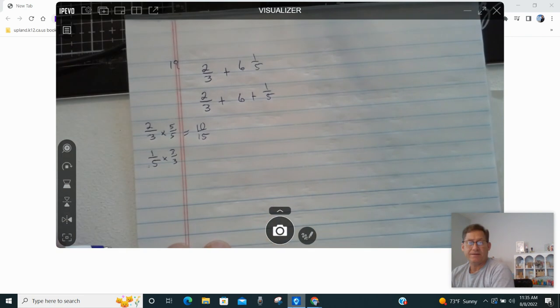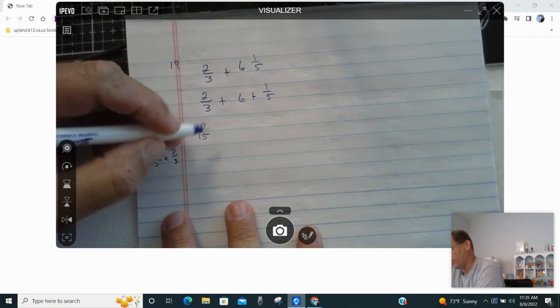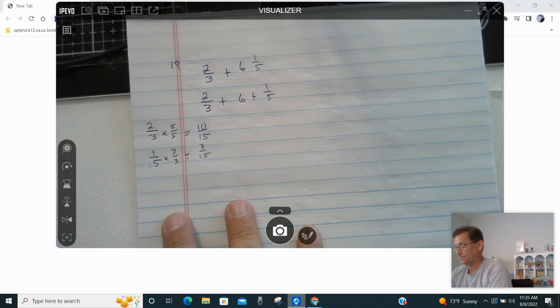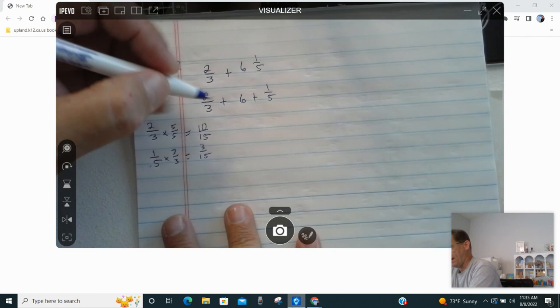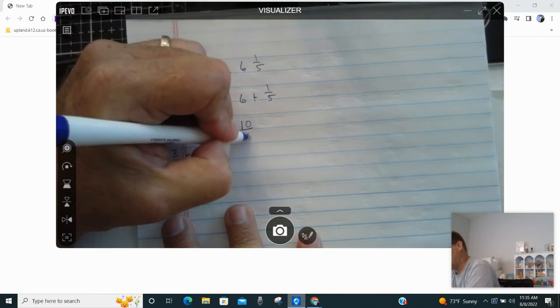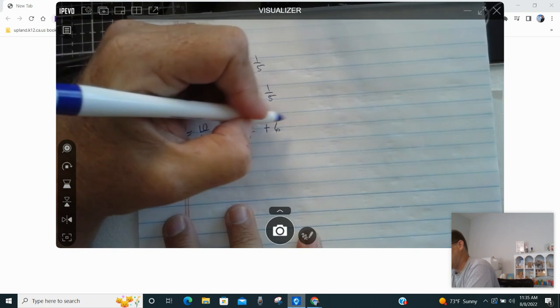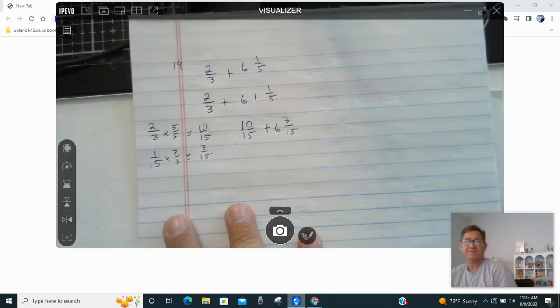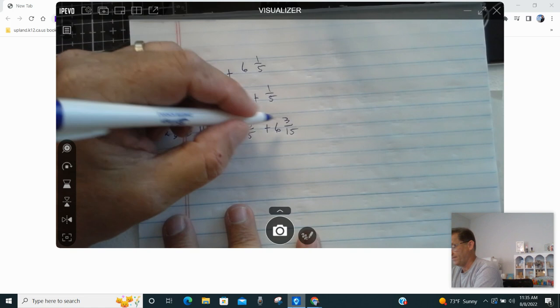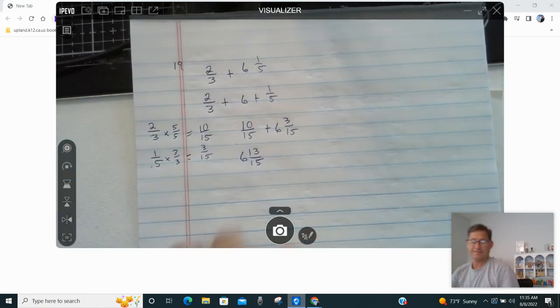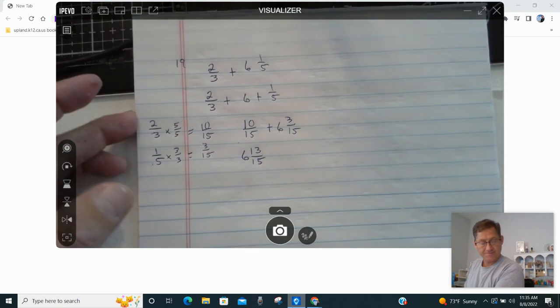So 2/3 is the same as 10/15, and 1/5 is the same as 3/15. Okay, so we have 10/15 plus 6 and 3/15. So 10/15 plus 3 is 13/15. 6 plus nothing is 6. So 6 and 13/15.